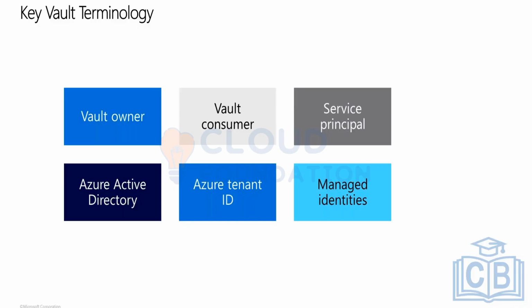If you look at your Vault consumer, the Vault consumer could be your developer. Vault consumer will be another set of people who are working with it. The third member that you see over here is your service principal. Service principal will involve users, groups and also applications. There could be applications which behave as a service principal, and they can access these resources when and where required. That is referred to as a service principal.